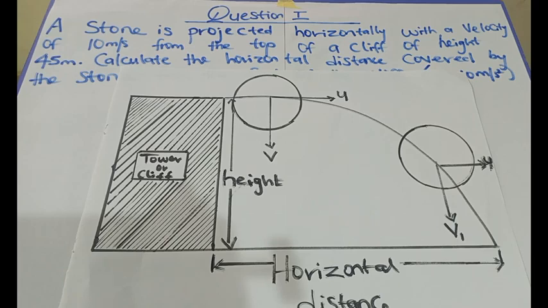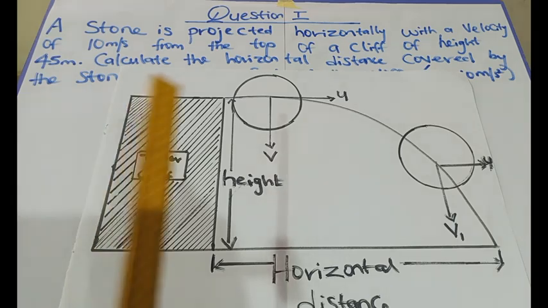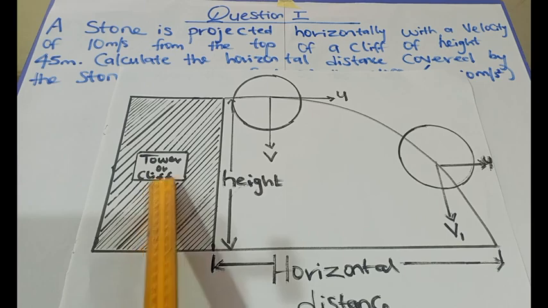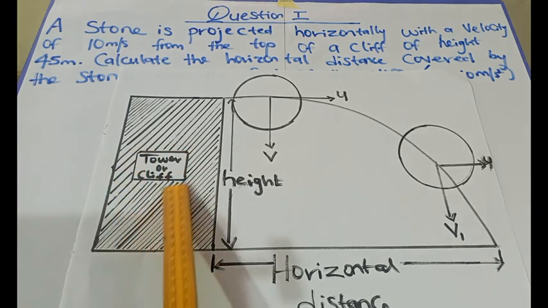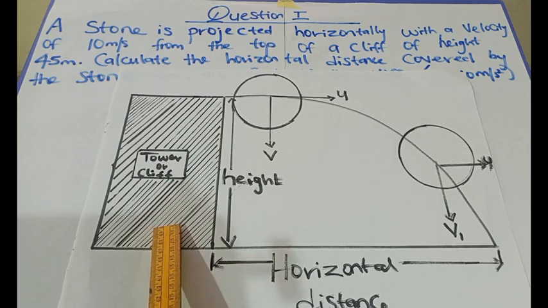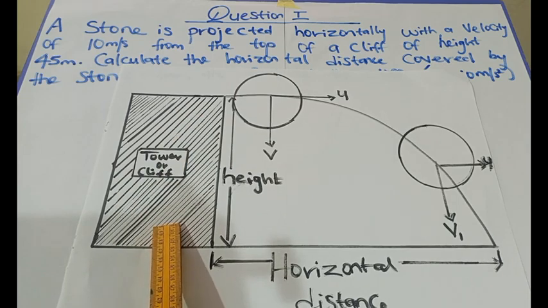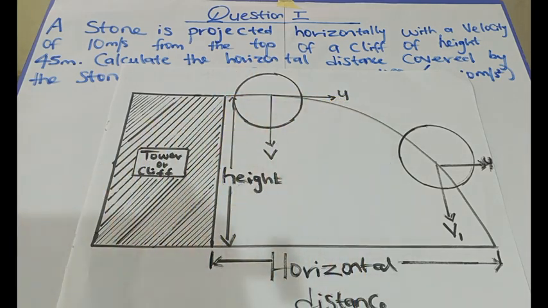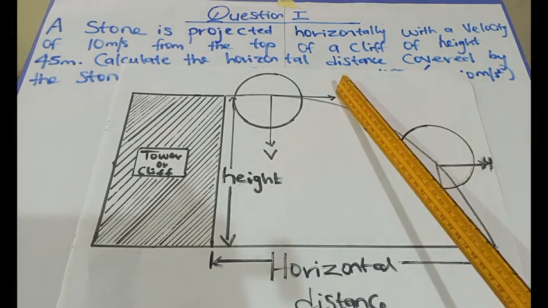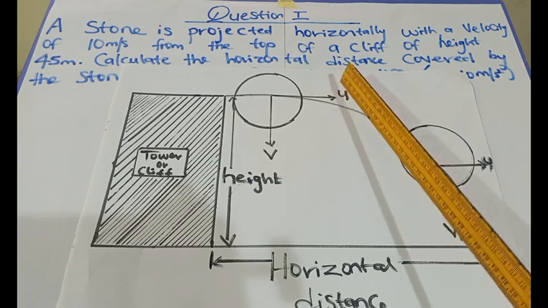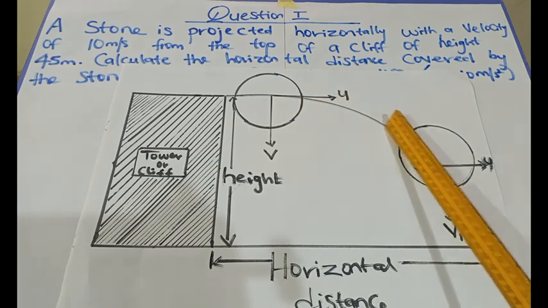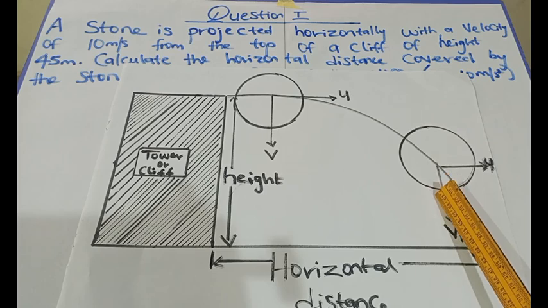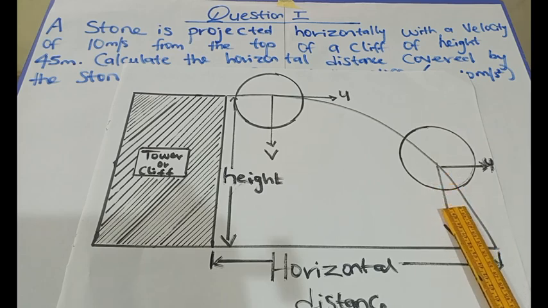For an object projected horizontally from a height, let's say a tower or a cliff, if you have been solving past questions, you will see similar questions like this. An object projected horizontally from a height: the initial horizontal velocity u is constant. It is the same all through.